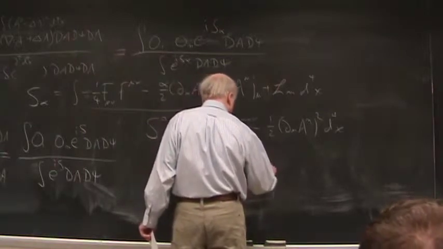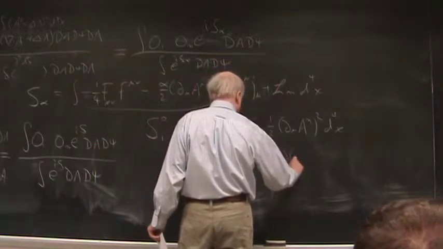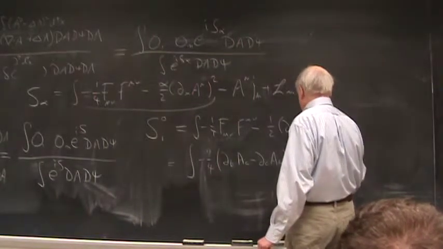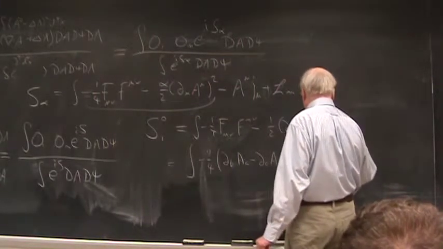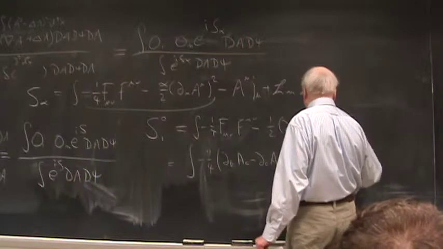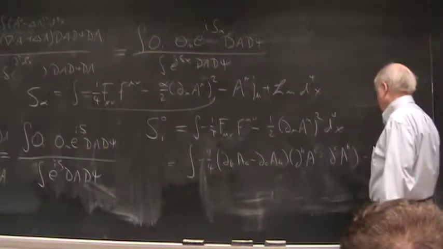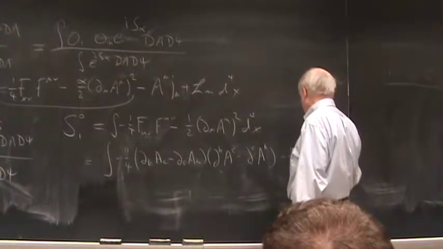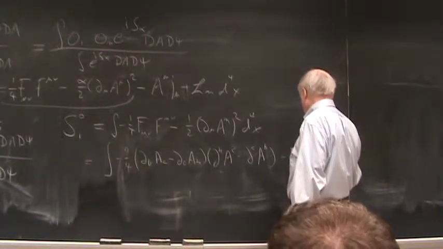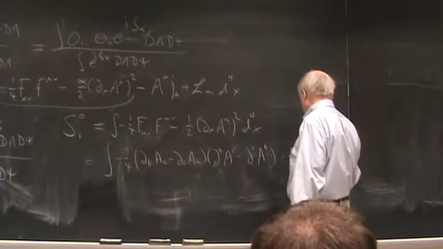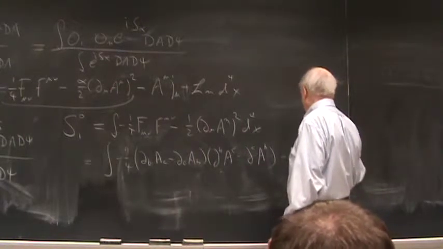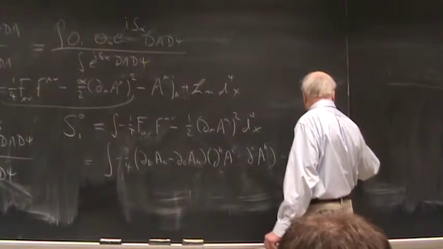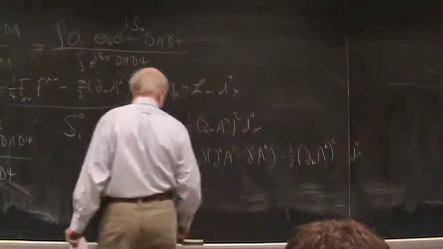d_B A_C minus d_C A_B times d_B A_C minus d_C A_B, and then minus a half d_B A_B squared. Let me just go with B, d_B A_B squared. Okay, so this is the expression that we've got.